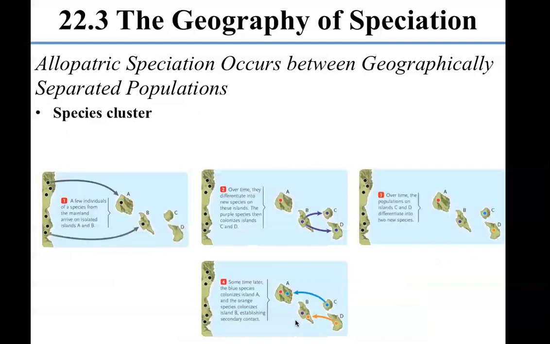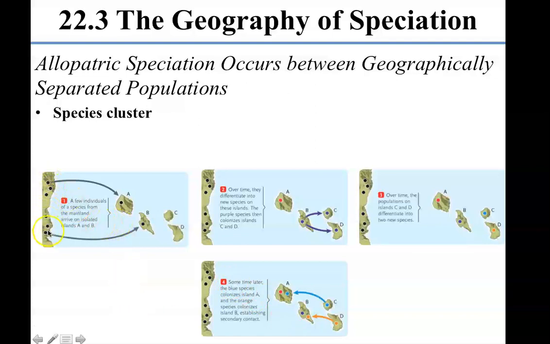We can also see allopatric speciation play out in a species cluster. A species cluster is a group of closely related species recently descended from a common ancestor. To illustrate a species cluster, we can return to the example of Darwin's finches in the Galapagos, or any species in the Galapagos or any other island chain. This image is from your book.